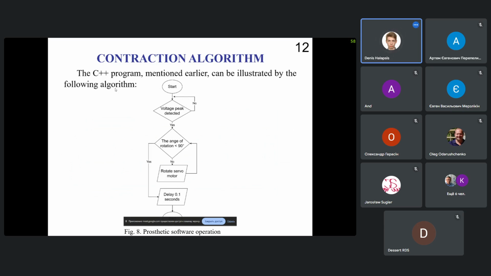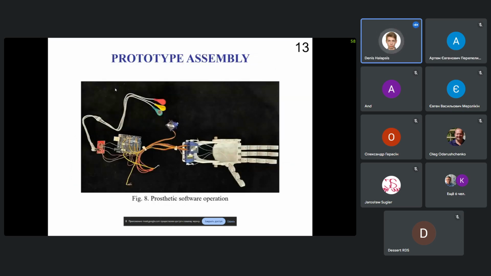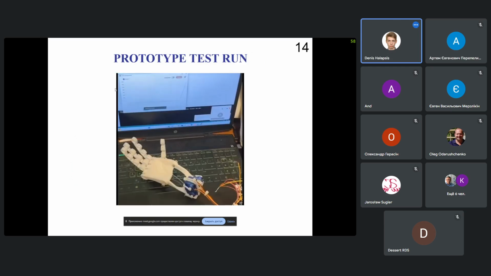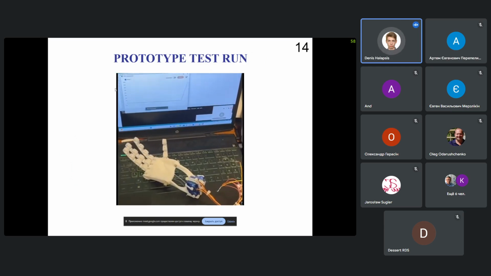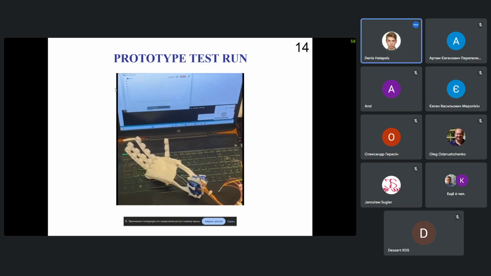the program delays for 0.1 seconds in order to distinguish between different peaks. And the algorithm for a single clamping motion ends. On this photograph, you can see our final version of the device. And now I invite you to watch the short video about the bionic limb.